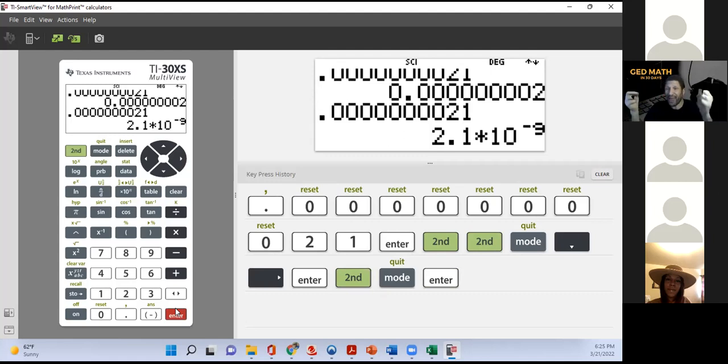Again, math is about patterns. What do you see? Can you expect? Very small numbers and decimals have negative exponents. Very large numbers have positive exponents. So I just wanted to show you that real quick.